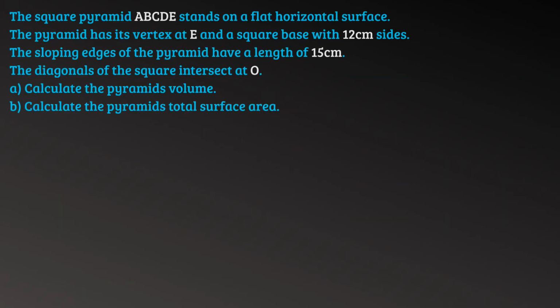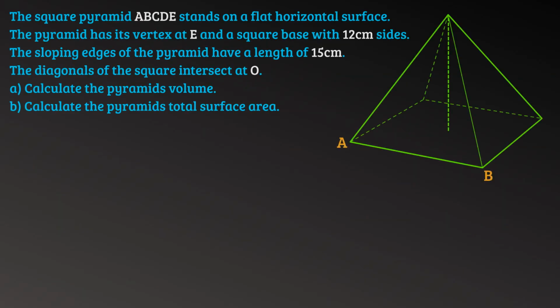In this question we have a square-based pyramid ABCDE where E is the vertex. The sides of the square base are 12 centimeters in length and the sloping sides are 15 centimeters in length. And we know the middle of the square base is O as the diagonals intersect there.